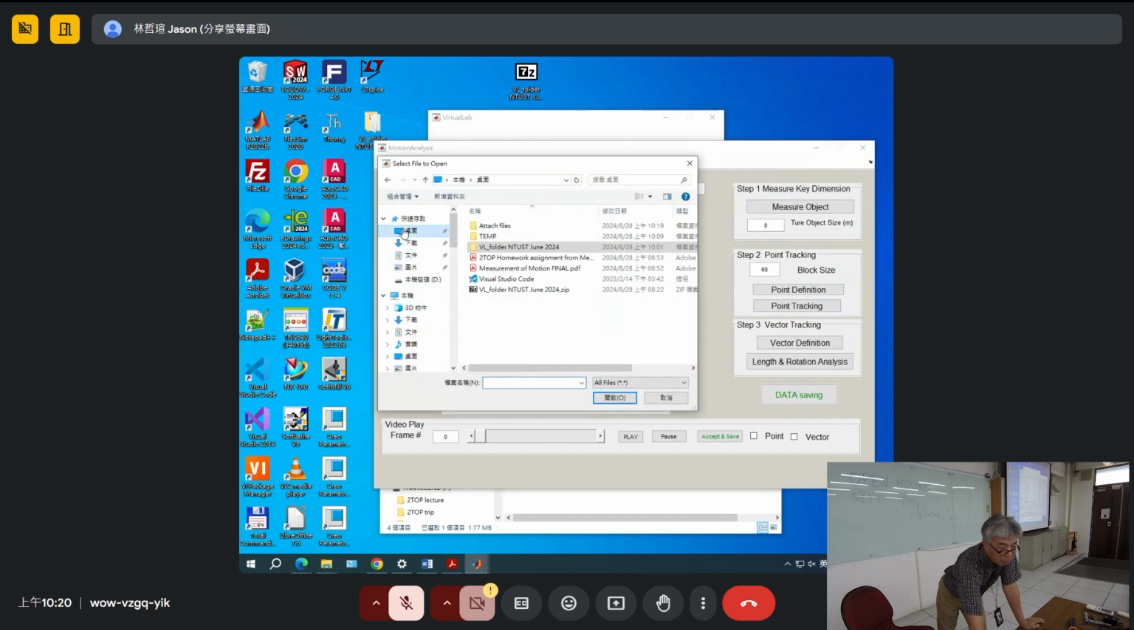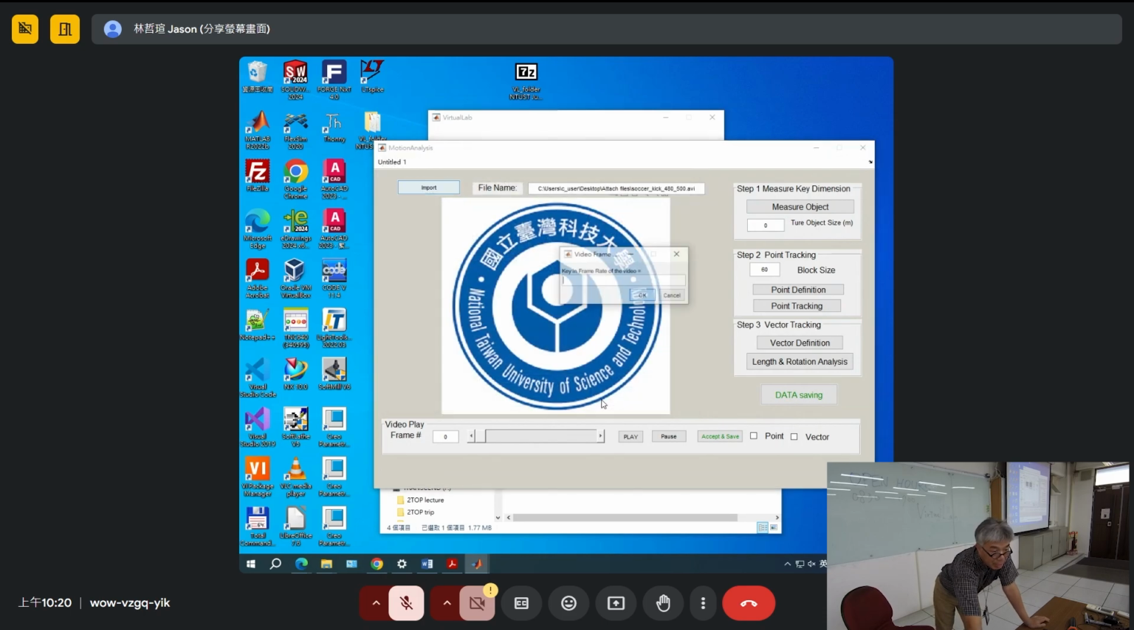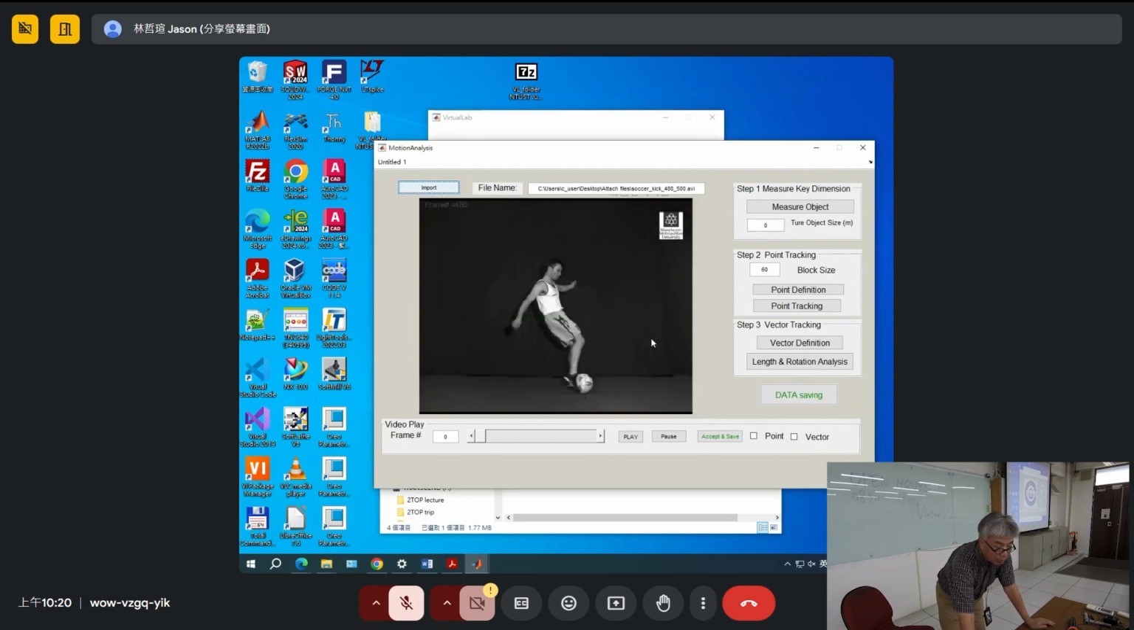Then import the video we just cut out. I will repeat this in the afternoon. You just need to watch what I do and get the rough picture. All right. So this is the video we can analyze. And it will ask us what the frame rate is. This specific video is 480 frame rate. Good.